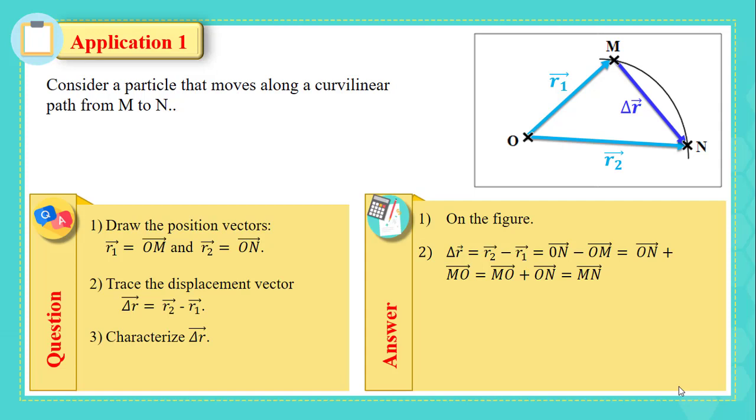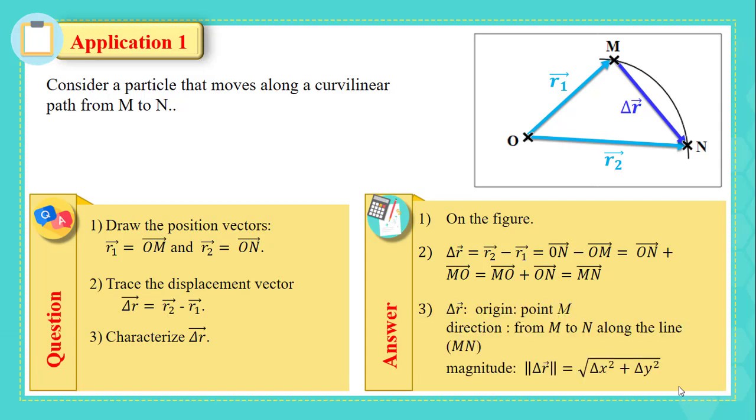Part 3. Characterize delta r. Its characteristics are: origin is point M. The direction is from M to N along the line MN. Remember that the direction indicates both direction and line of action. And the magnitude is radical delta x squared plus delta y squared.